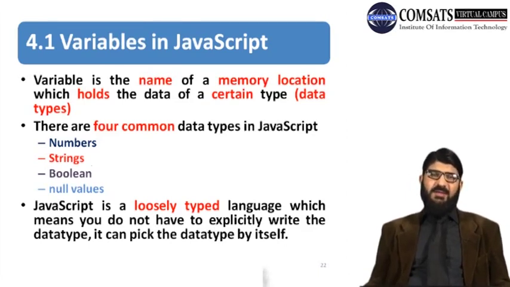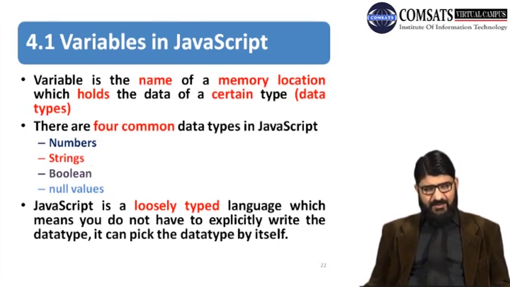Always remember, JavaScript is a loosely typed language. It means that you do not have to explicitly write the data type. The data type is self-detected by JavaScript. So JavaScript can pick the data type itself.